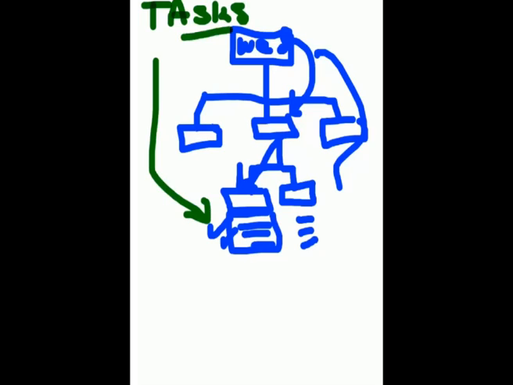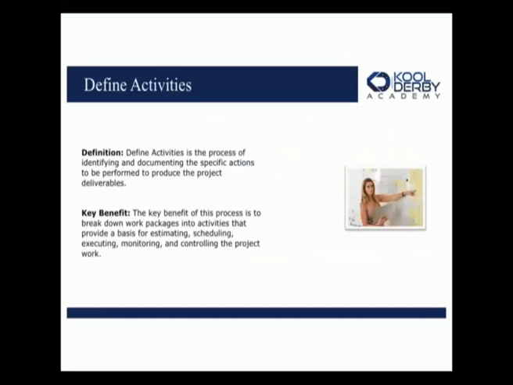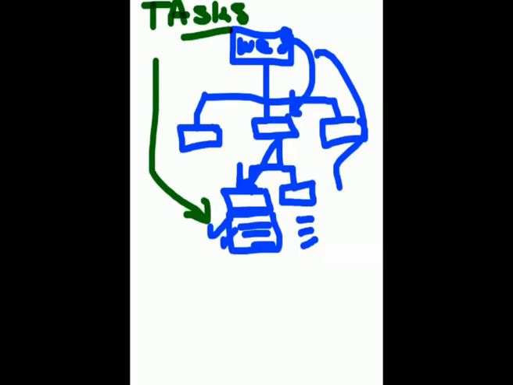This is when you can assign it to someone to do the work. So let's go back to here. When I say activity, this means that someone is actually doing something very specific. So what is the key benefit of this process? It is to break down the work packages. Let's come back to here. Oops, sorry. This is a work package down to this level. Below the work package are the tasks or the activities right here.